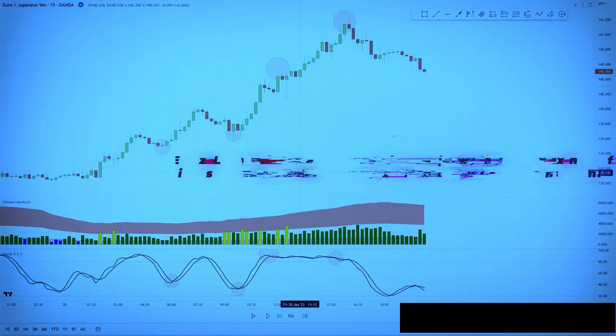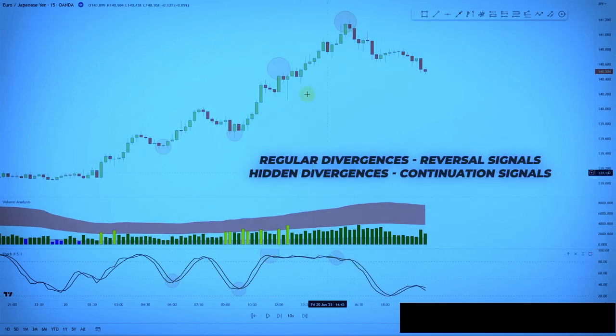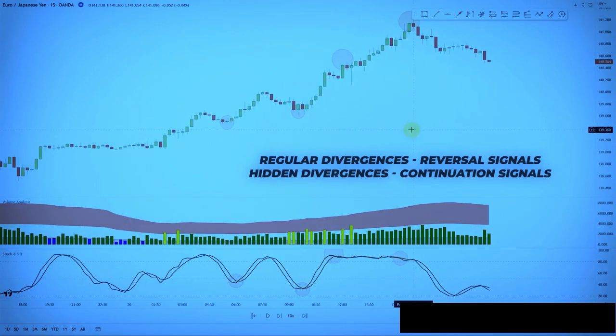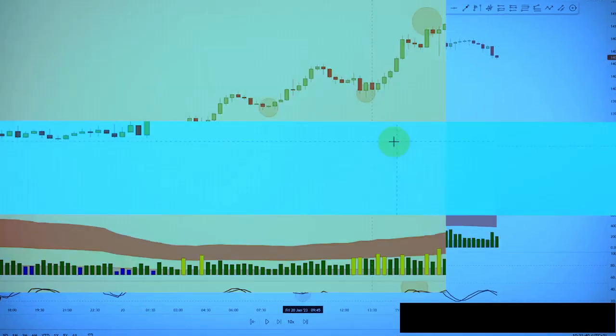With regular divergences, the oscillators indicate momentum shift and thus point toward a reversal of the trend. This implies that a regular divergence warns that the end of the trend is expected. Hidden divergences signal momentum coming into the main trend, suggesting a possible continuation in the main direction of the trend.